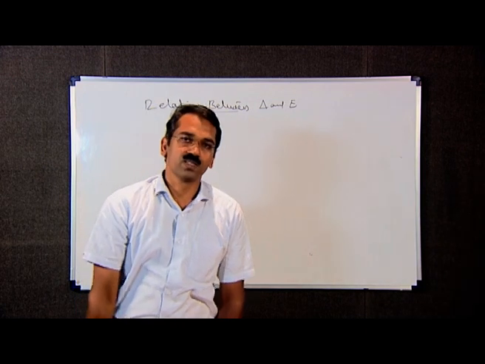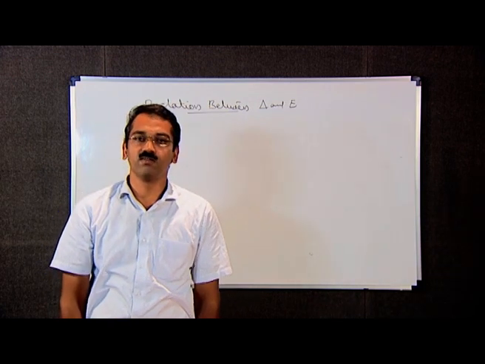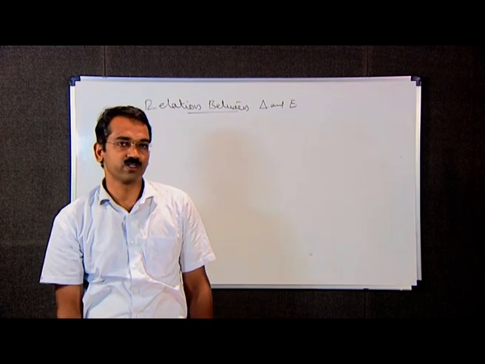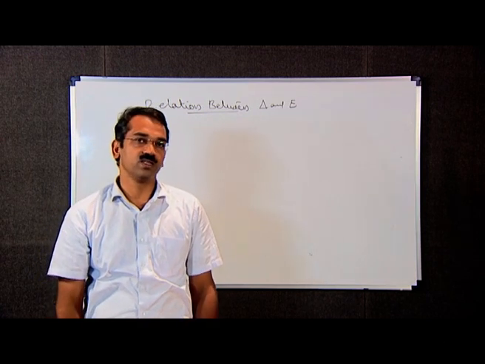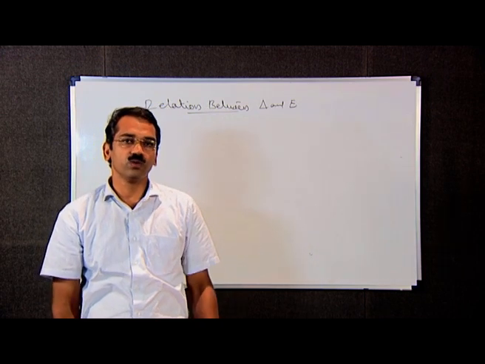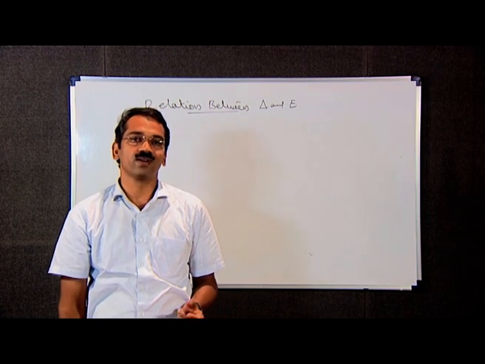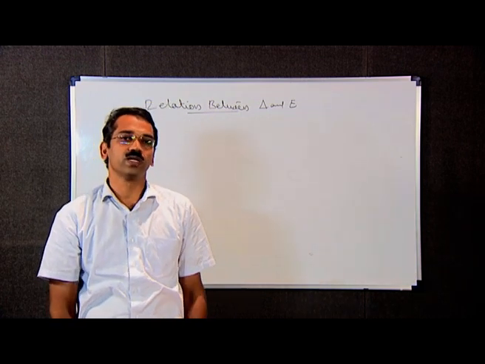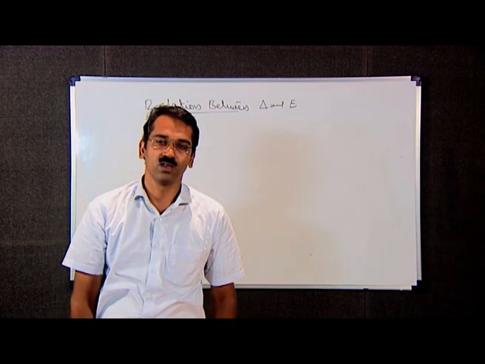Let me conclude this session. In this session, we discussed some relations connecting the forward difference operator delta and the shift operator E. We can use the identities connecting delta and E to interpolate some missing entries of a given data.